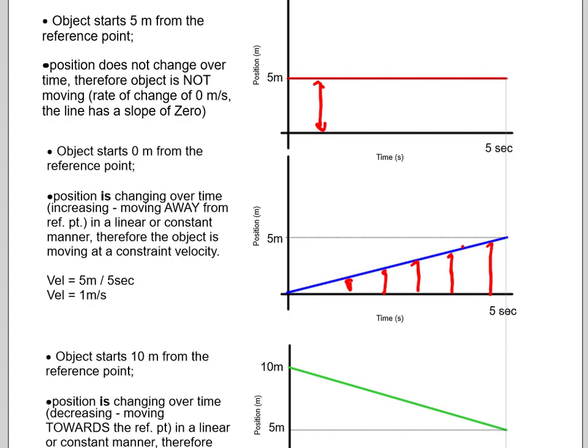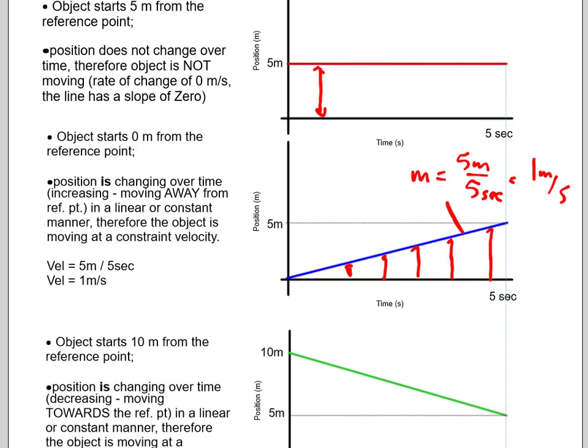And then we also explored that the slope of this line, the rate of change of that line, if you look at that as 5 meters in 5 seconds, which would be 5 meters per second. Sorry, 1 meter per second, pardon me. And that slope of a position time graph is the rate of change of the position time, which we call velocity or speed. We'll call it velocity.